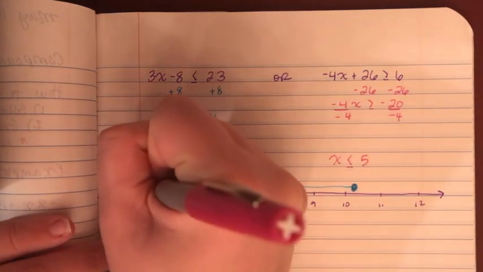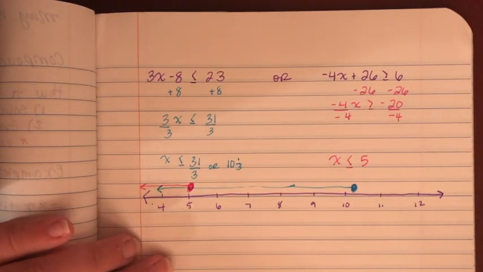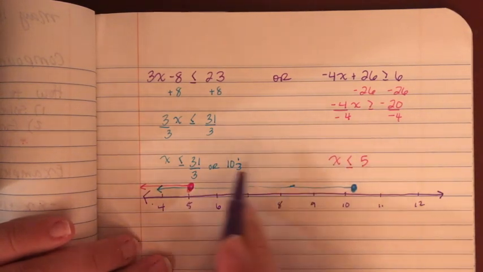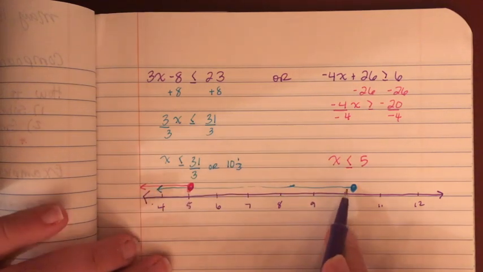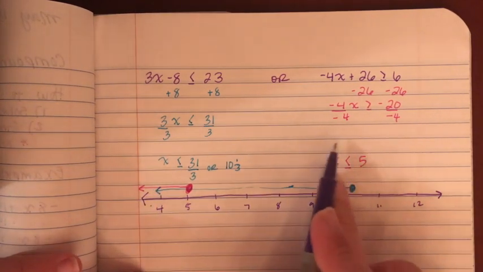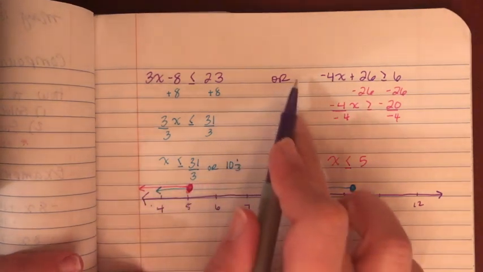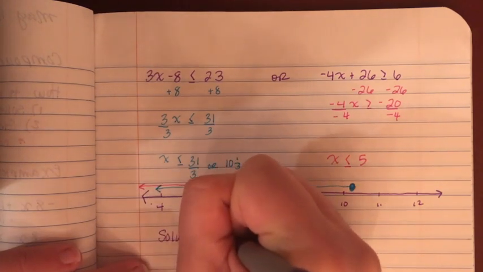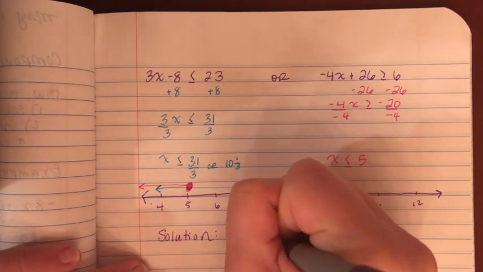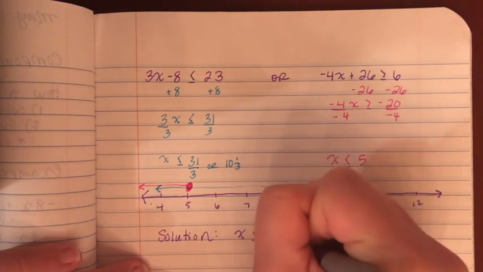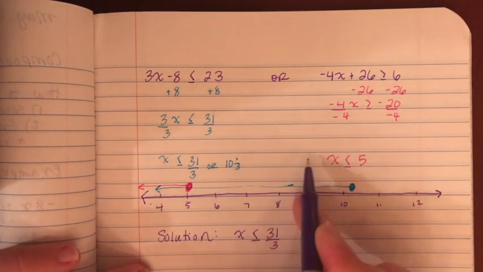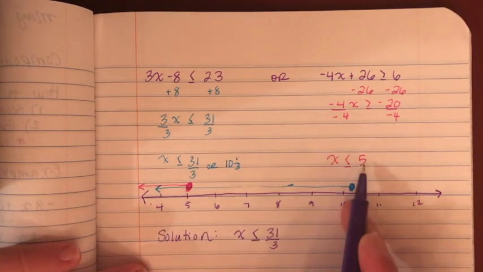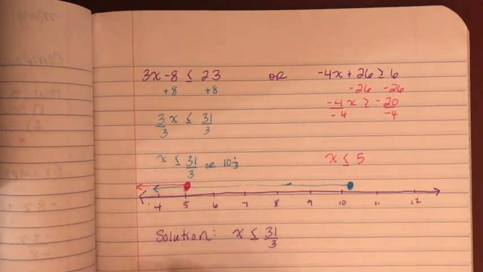Okay, so here, my solution, you might be thinking, well, couldn't you just say your solution is this or this? But when I write it like that, it's being redundant, because this is included in this, because this is saying anything less than 10 1/3, which includes anything less than 5, since it can be or. So my solution here would be x is less than or equal to 31/3, because since this is or, it includes 5 in here, so I don't need to say or less than 5. So this would be the correct answer.